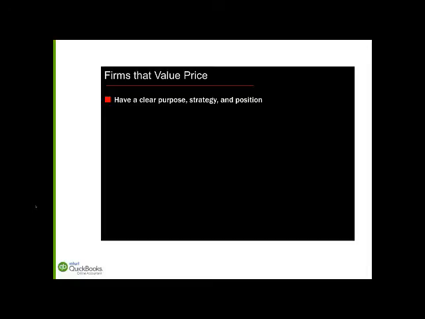The most profitable firm I know is a sole proprietor, and all he does is dentists. That's it. He won't take on anybody else; they have to be a dentist. That's all he does. And that makes him a very big fish in a very small pond because he can specialize. And there's a lot of advantages to it, but the most profitable professional firms have a clear strategy, a clear purpose.